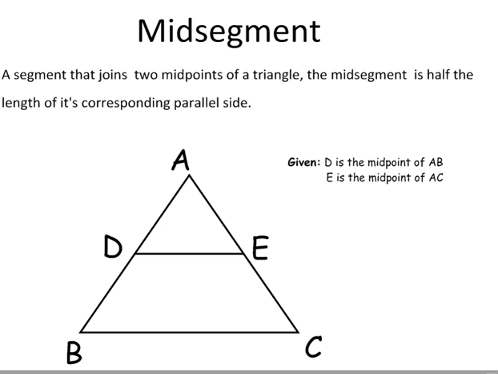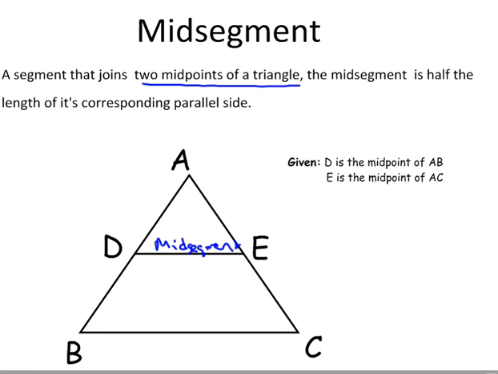Let me show you what a mid-segment looks like. DE here is a mid-segment, and that's because it joins two midpoints of a triangle. So we're given here that D is a midpoint of AB, E is a midpoint of AC. So DE is a mid-segment because it joins the two midpoints of the triangle.